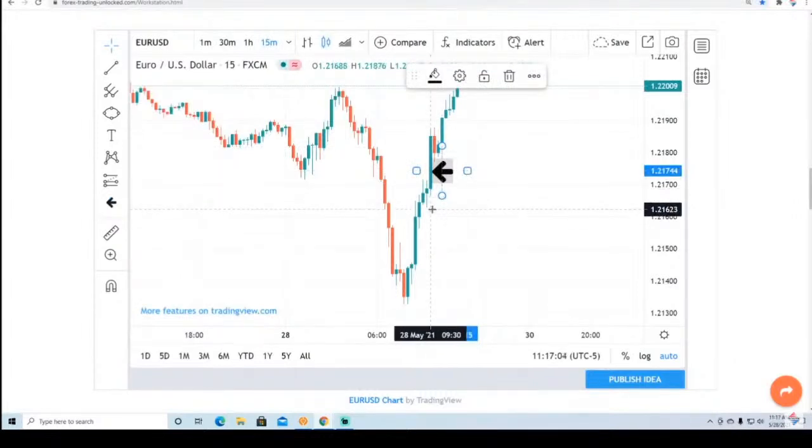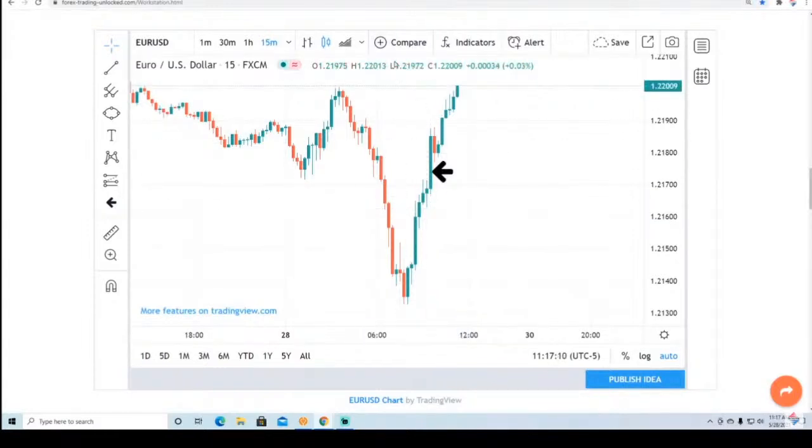The low of that bar is $1.2166. You can see the low is this number right here, L. I have this bar highlighted. The low is $1.2166. The high is $1.2187. So that's only a 26 pip range. That's not a lot of market action.